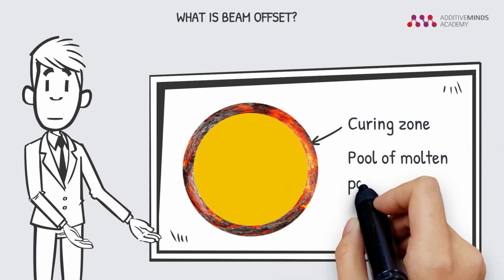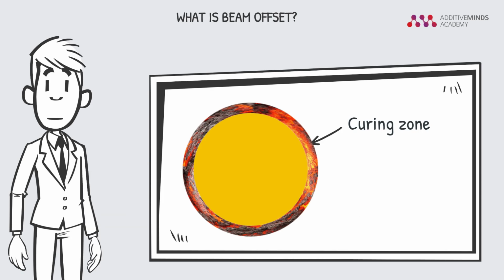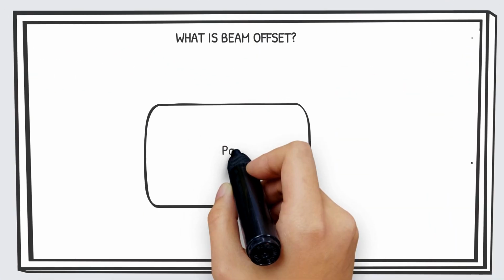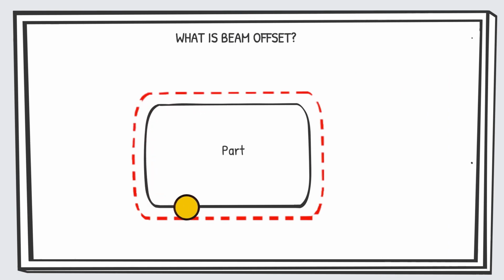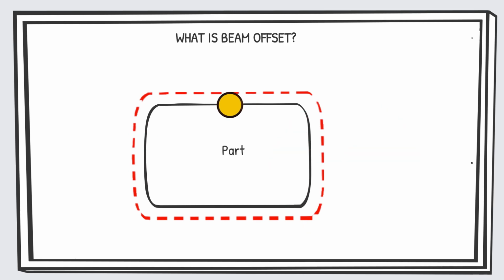The curing zone is a pool of molten powder around the laser beam, which is fluid at first and hardens out after some time. If the laser goes along the actual part contour, the part will be enlarged by the radius of the laser and the curing zone. That's why the laser beam is offset. Now dimensional accuracy of the part can be achieved.